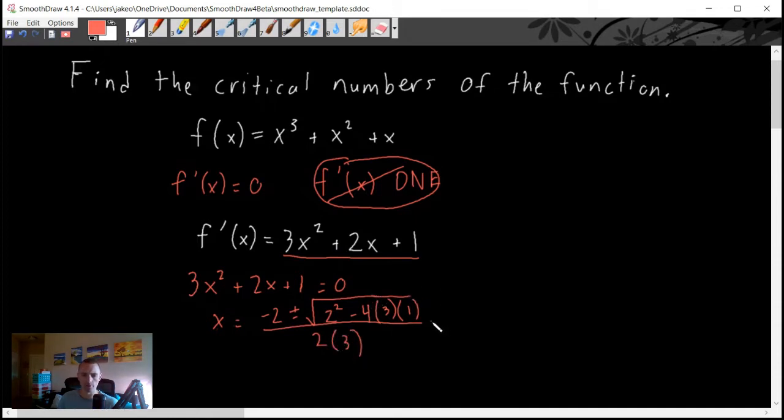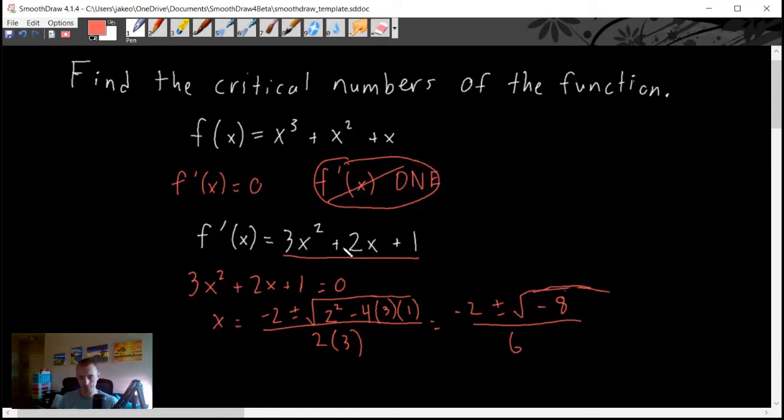So let's think about how this will simplify here. We're going to get negative 2 plus or minus the square root of 4 minus 4 times 3 times 1, which is 12. So without even going further, you can see right here, we're going to have 4 minus 12 within the square root here, which is negative 8. So we're going to have the square root of negative 8. Well, that's a big problem because you can't take the square root of a negative number. So whenever you have a negative in here, that tells you there are no real roots. There's only imaginary roots. So basically, there's no x values that make our derivative equal 0.